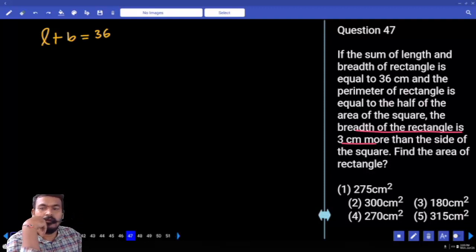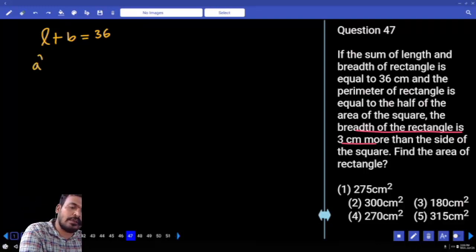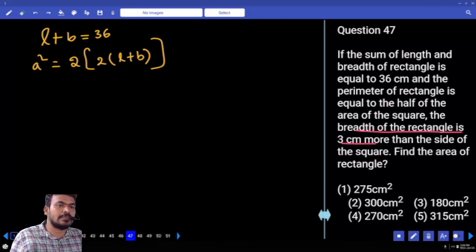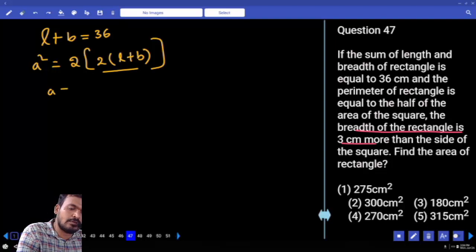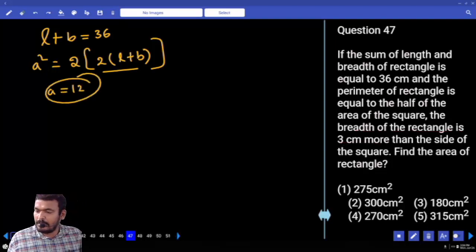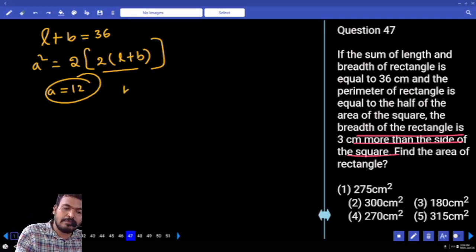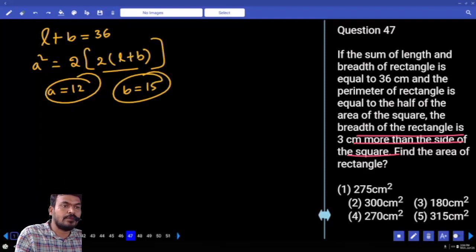Yes or no? Perimeter of a rectangle is equal to half of the area of a square. Means area of a square equals 2 times 2 of (L plus B). What is the L plus B value? 36 into 2 means 72, into 2 means 144. A equals 12. Next, breadth of the rectangle is 3 centimeters more than the side of a square. Means B value is 15. Already L plus B is 36. B value 15 means L value 21.